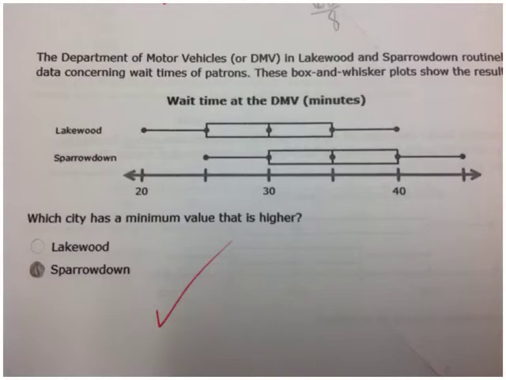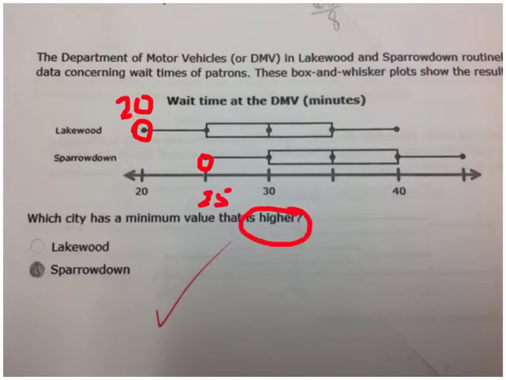So the minimum value that's higher, remember our minimum is where this lower dot is. So I have a minimum here, and it looks like Lakewood's minimum is 20. And the minimum for Sparrow Down looks like it's halfway between 20 and 30, so it's 25. Which one of these values is higher? Well, Sparrow Downs is higher, and that's the one that this person marked. So the one with a higher value is Sparrow Down.